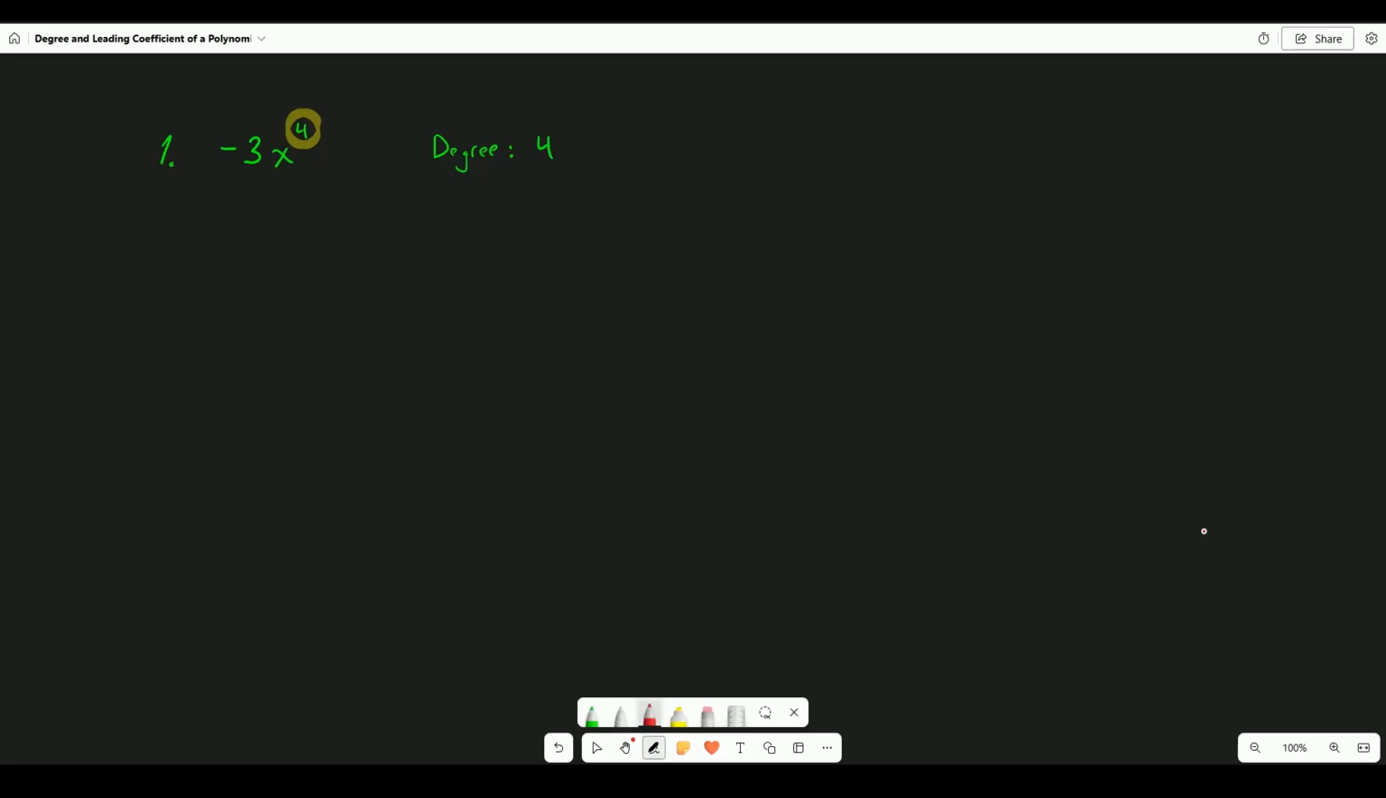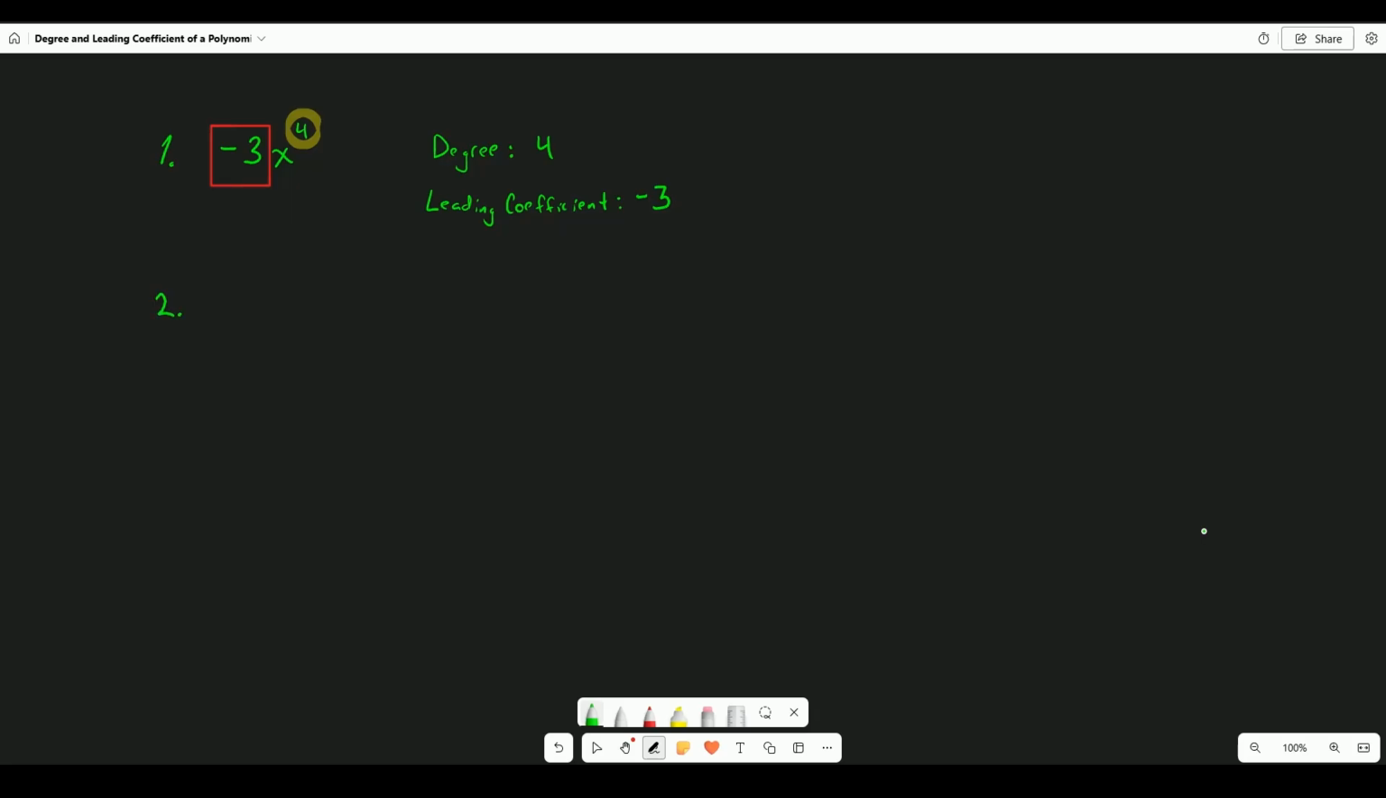Now the leading coefficient is the number that is right here next to the variable with the polynomial. In this case, it's -3. So the leading coefficient is -3. Okay? Let's do another example with more terms so we can see if we're understanding this.